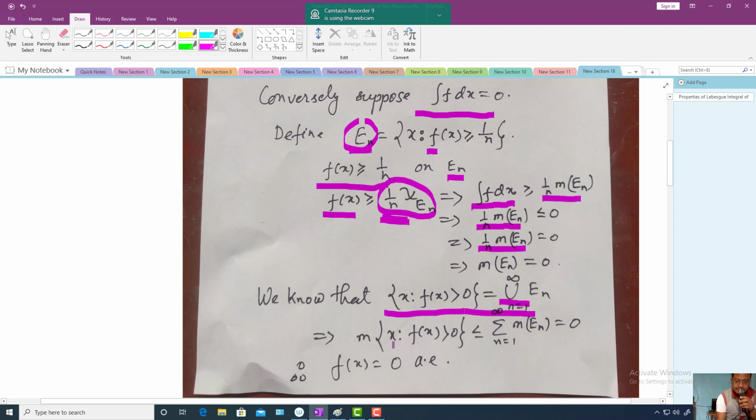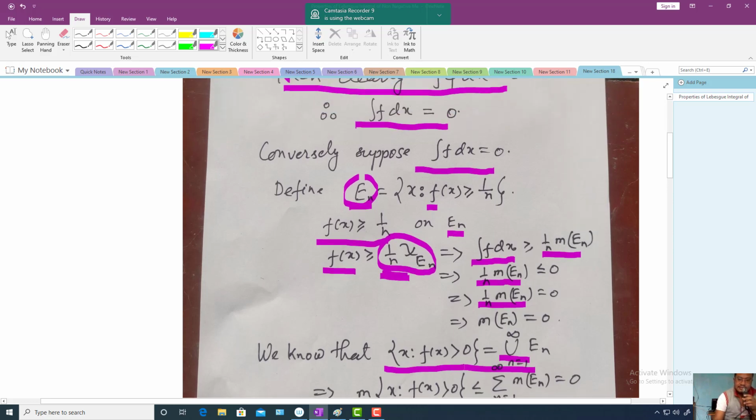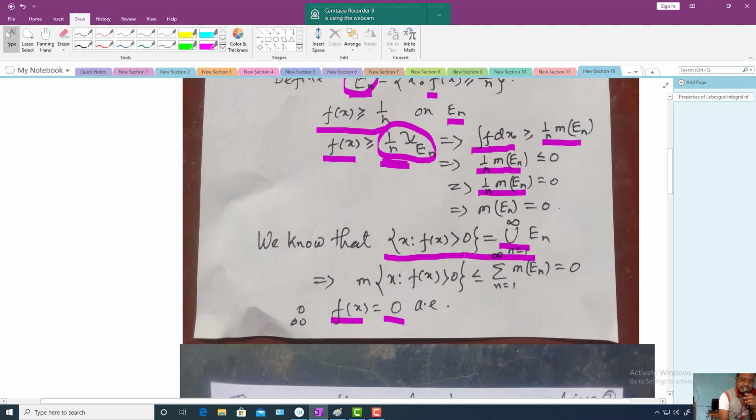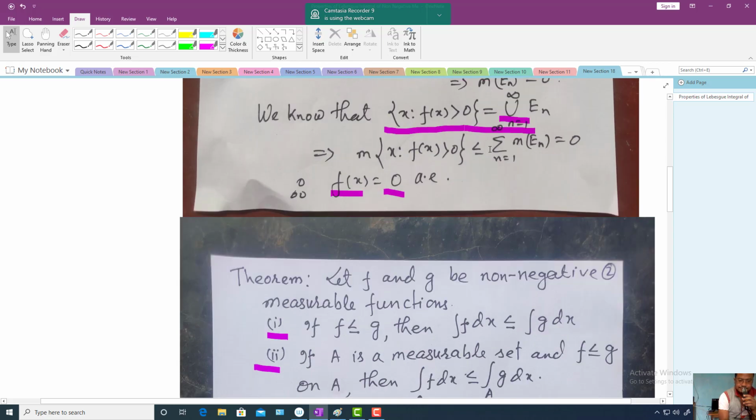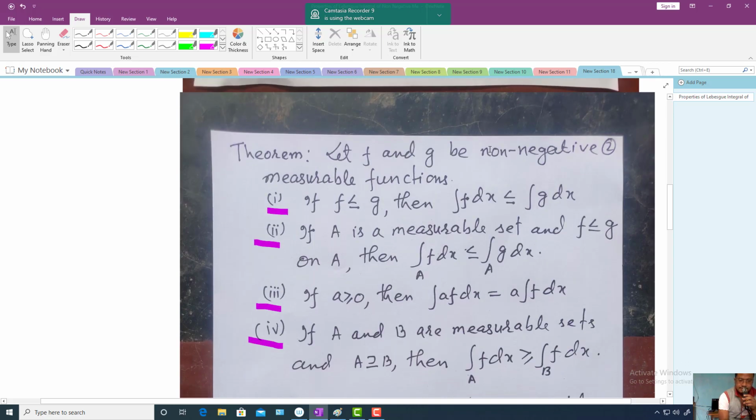Then by definition of almost everywhere, what we have is that f of x is equal to 0 almost everywhere. So whenever the integral of a non-negative function is equal to 0, what is the conclusion we draw? The function is equal to 0 almost everywhere. So this completes the proof of the example, and this is a very important example. Next, let us go to the theorem.